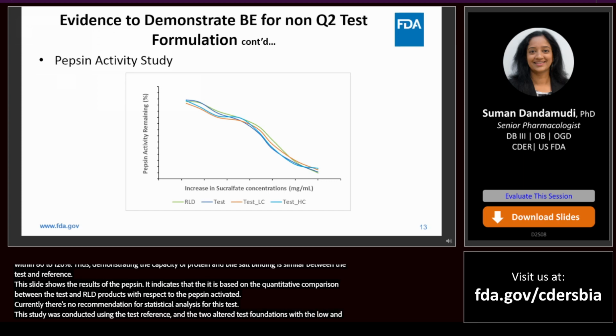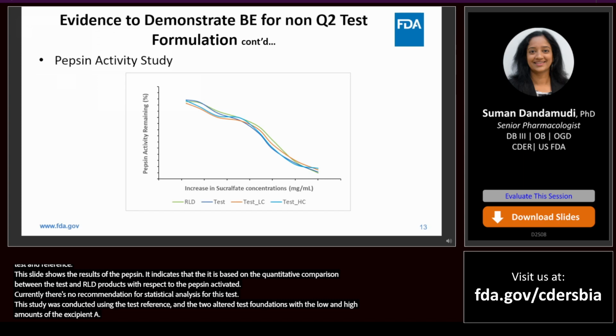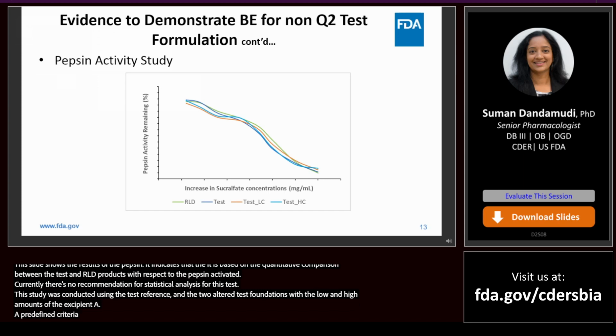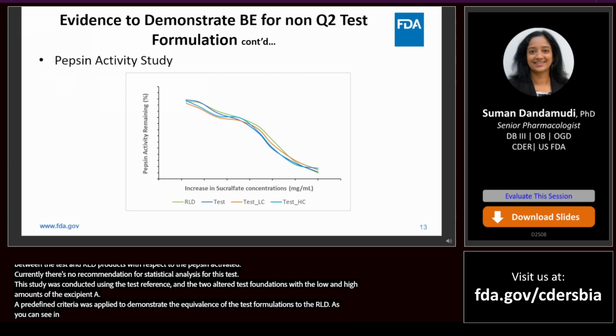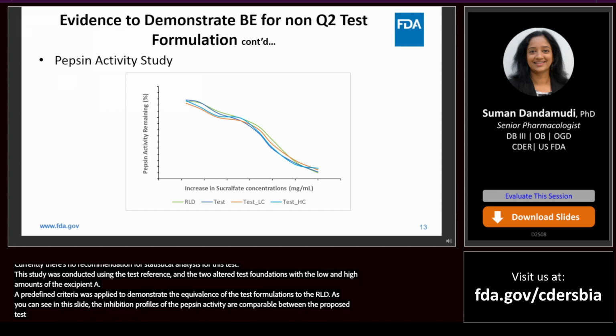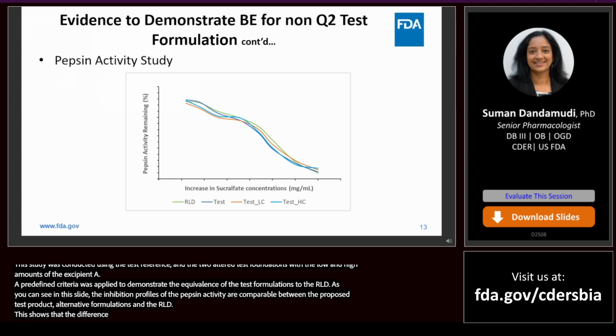A predefined comparative criteria was applied to demonstrate the equivalence of the test formulations to the RLD. As you can see in this slide, the inhibition profiles of the pepsin activity are comparable between the proposed test product, altered formulations, and the RLD. This shows that the difference in the excipient A amount has no effect on the inhibition of the pepsin activity.